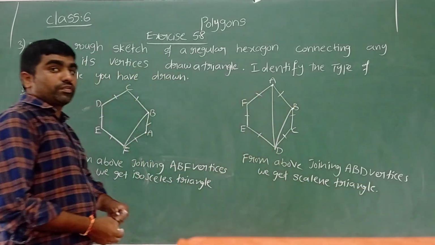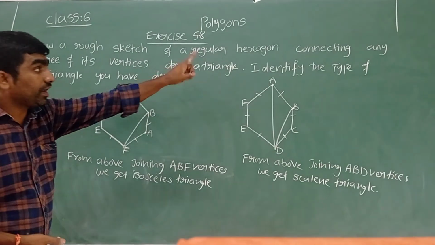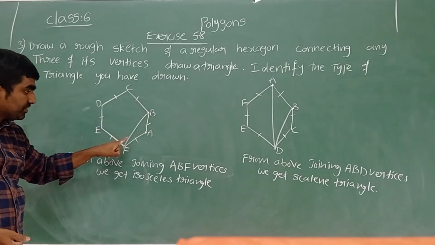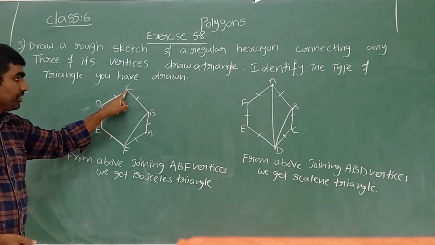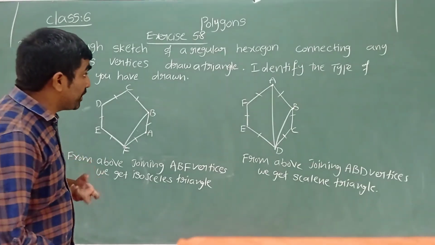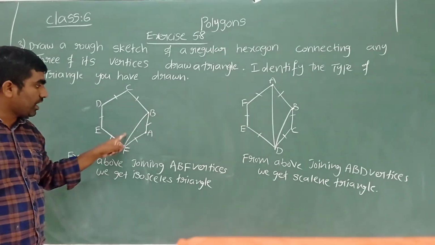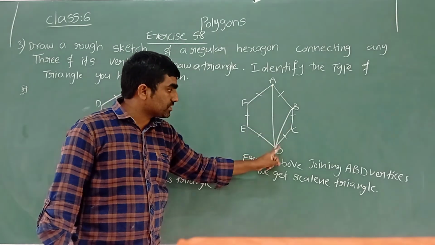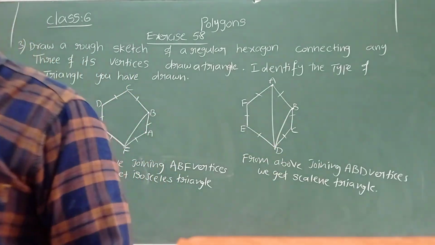Now what can we conclude? When we have a six-sided regular polygon, by connecting any three of its vertices, we can see a triangle. Here we can see an isosceles triangle, two sides are equal. If I join these three vertices, we can see a scalene triangle. Hope you understood.